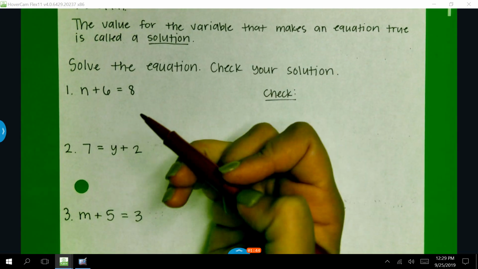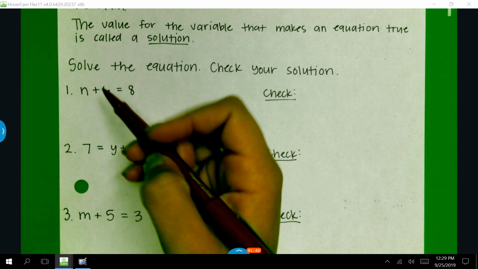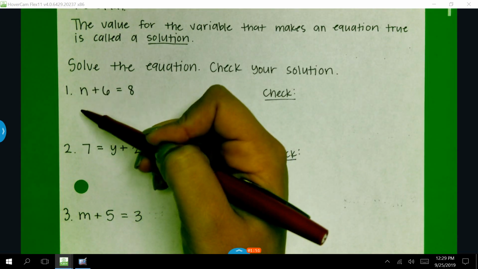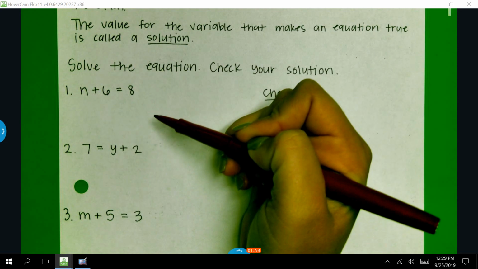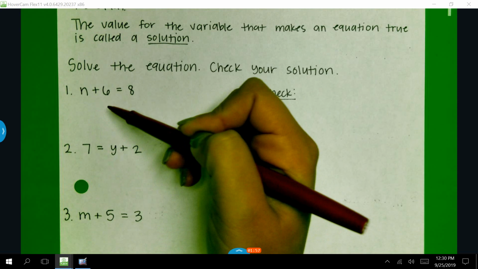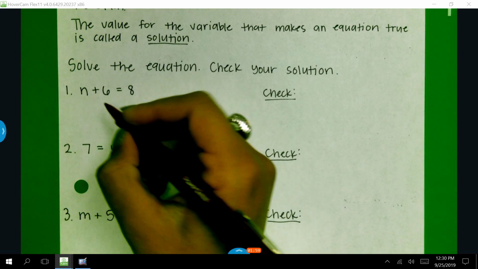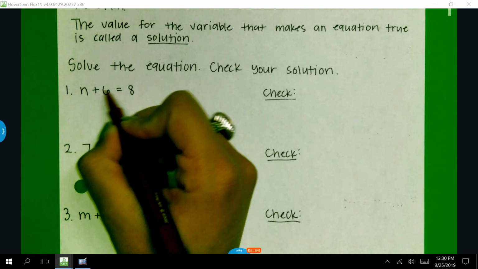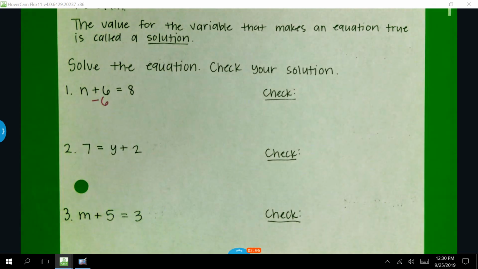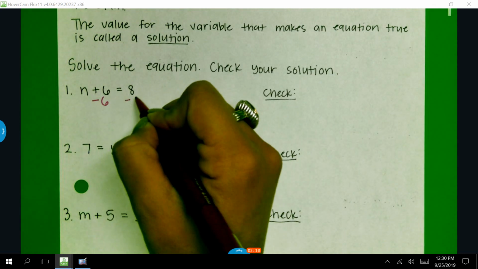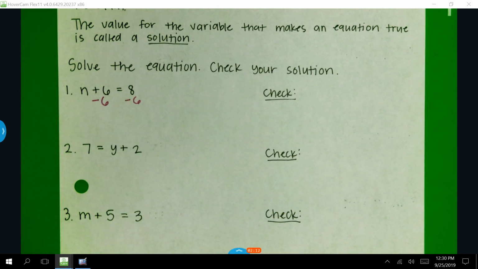All right, so I've got n plus 6 equals 8. So remember, my goal is to get n by itself. I want n on one side of that equal sign and then a number on the other side. So what am I doing to get rid of this 6? You're going to subtract 6 from both sides because this is a positive 6. It's a plus 6. I'm doing the opposite, which would be to subtract 6. If I do it to the left, I have to do it to the right.